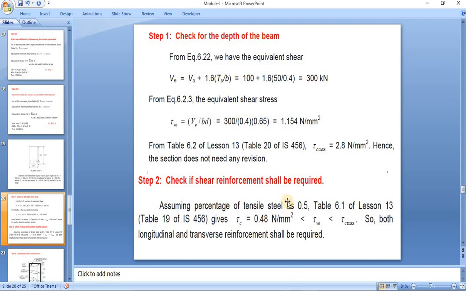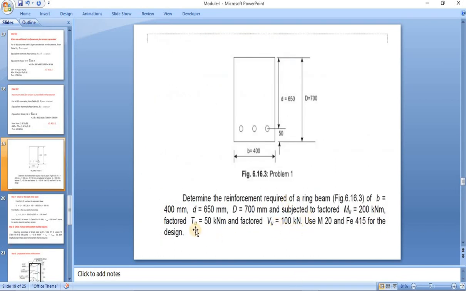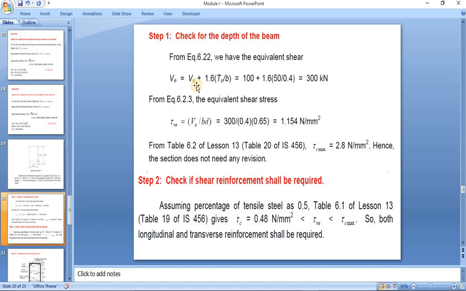So VU is equal to 100, TU is equal to 50, they have given. Remember these values are going to be considered in meters. So I am going to convert the 0.4 depth and consider it in meters. It is going to give us the value for VE, that is 300 kilonewton.